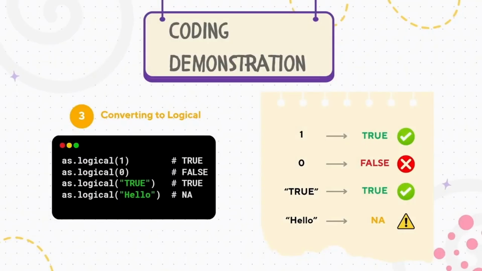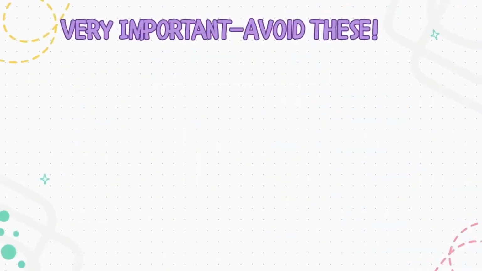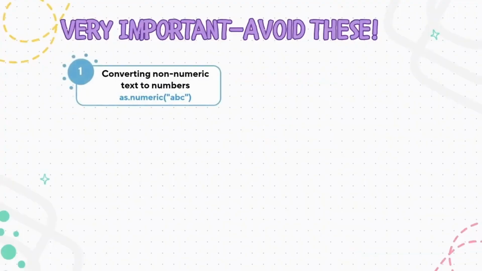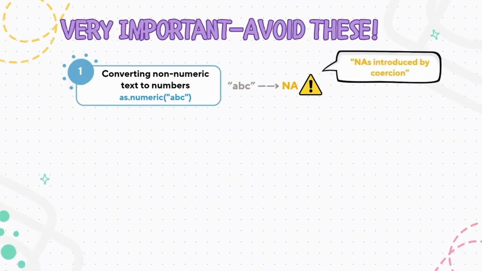After discussing logical type conversion, let's come to our final topic for the video, that is common beginner mistakes. It is very important to avoid these mistakes. So first of all is converting non-numeric values, or let's say non-numeric text, to numbers. When we do as.numeric and try to convert a non-numeric string value like ABC, it will give us an NA value. This is super common when importing CSV files. A numeric column might be stored as text, so it might give you an NA value.